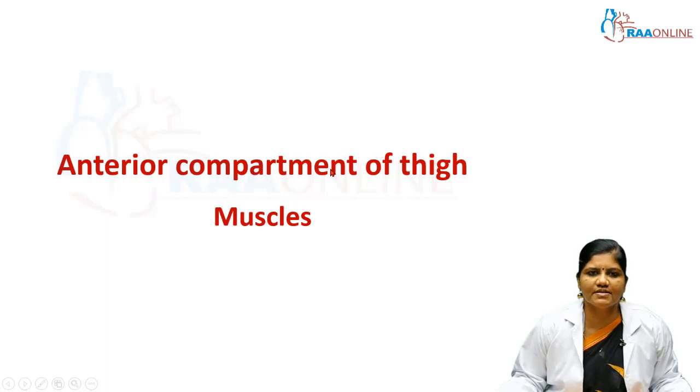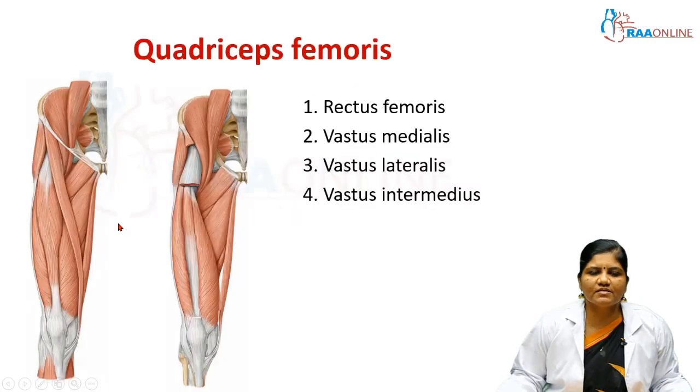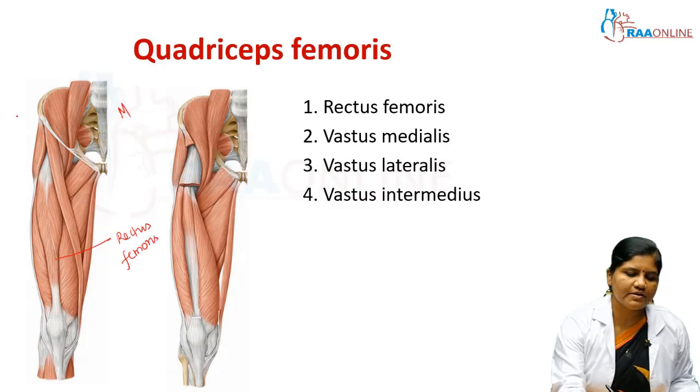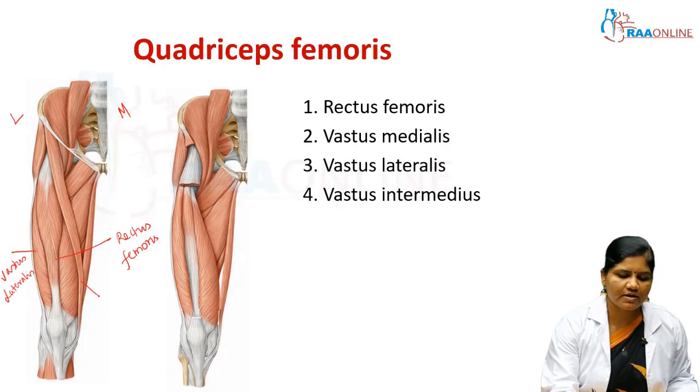Let's see the muscles in detail. The quadriceps muscles are four in number. Number one is rectus femoris. In this picture, this is the rectus femoris. Rectus means straight. This is the medial aspect and this is the lateral aspect. In the lateral aspect, this is the vastus lateralis muscle. In the medial aspect, this is the vastus medialis.